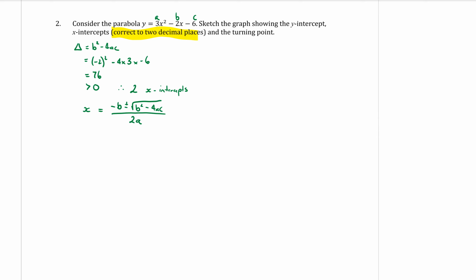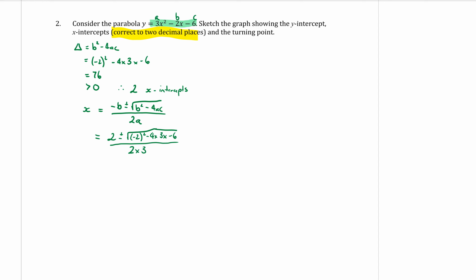So from my equation, using the same a, b, and c as before, I would sub in and get minus 2, so it becomes a positive 2, plus or minus the square root of b squared, which is minus 2 squared, minus 4 times a, which is 3, times c, which is minus 6, over 2a, so 2 times 3.